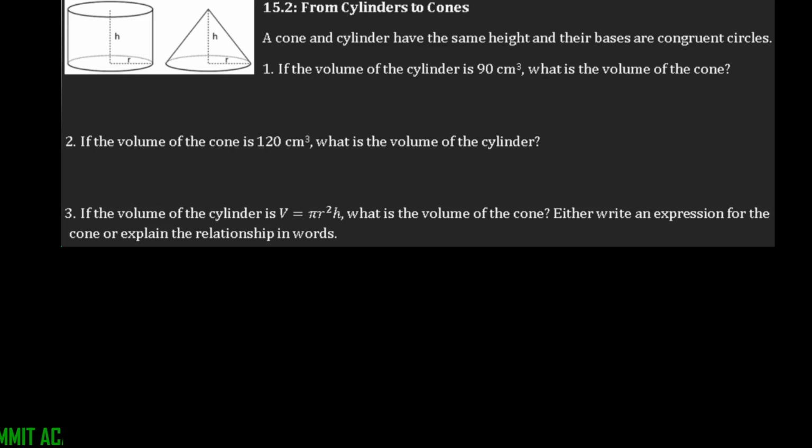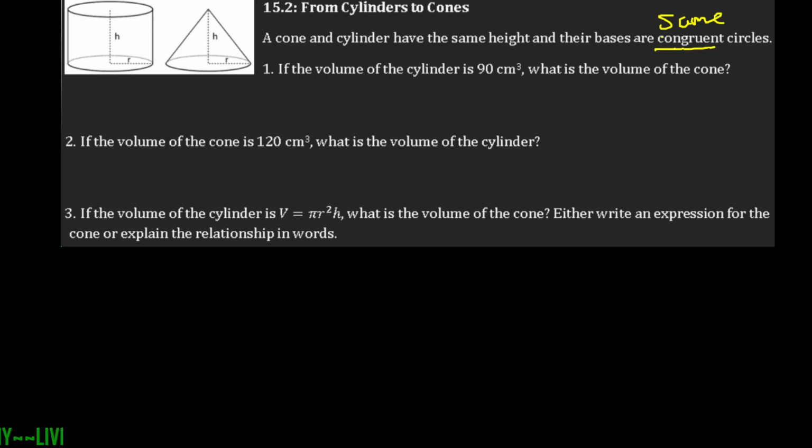All right, so what does that mean for our volume? So we're going to say that if a cone and a cylinder have the same height and their bases are congruent circles. So that means that they have the same height and the same base. Well, for that first part, it says, and remind yourselves again, what does it mean for congruent? Well, we can say that congruent just means the same.